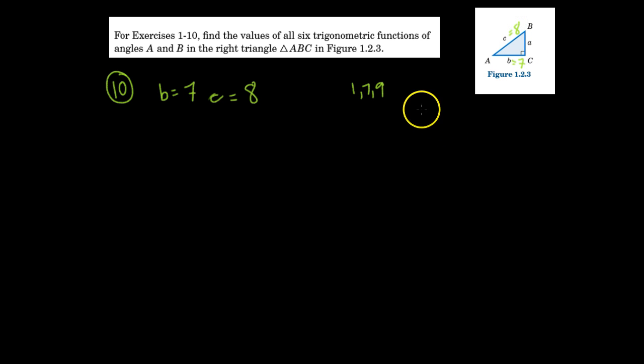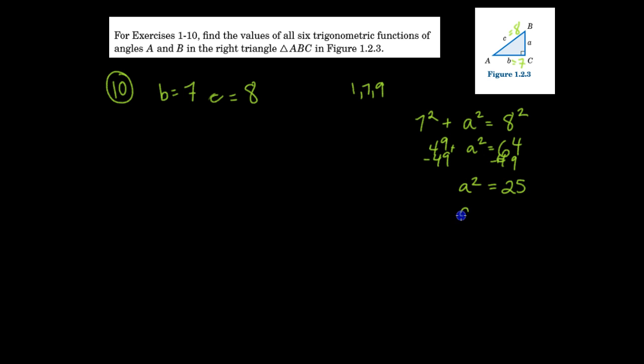C is equal to 8, and if we do the Pythagorean theorem, we have 1 leg squared, that's B, plus we need to find A squared, that's equal to 8 squared. So that's 49 plus A squared, which is equal to 64. If we bring the 49 over to the other side, I did my math correctly, I believe it's 25. Take the square root, so A is equal to 5. So this is a Pythagorean triple of 5, 7, 8. Okay, so now we know that A is equal to 5.